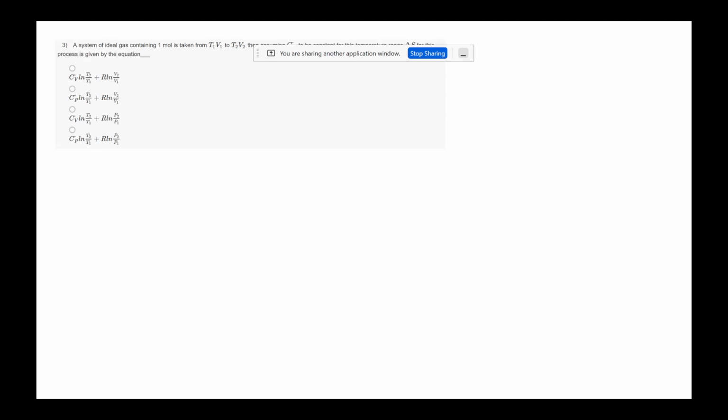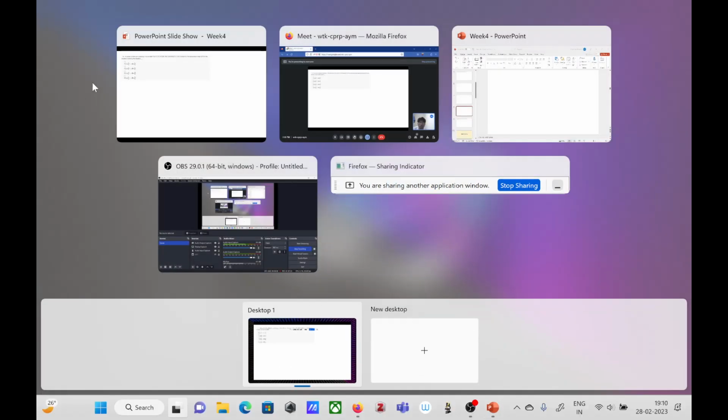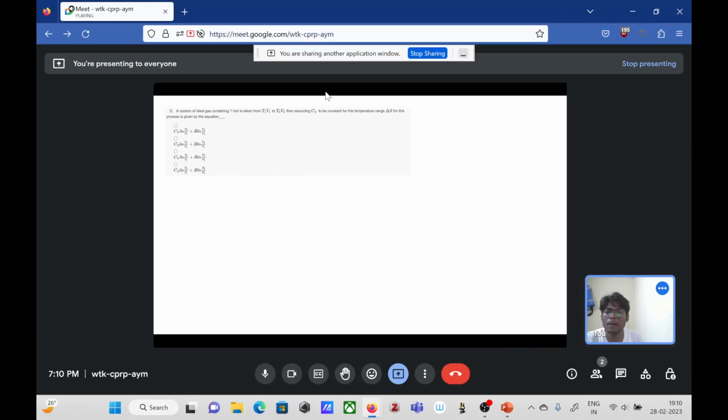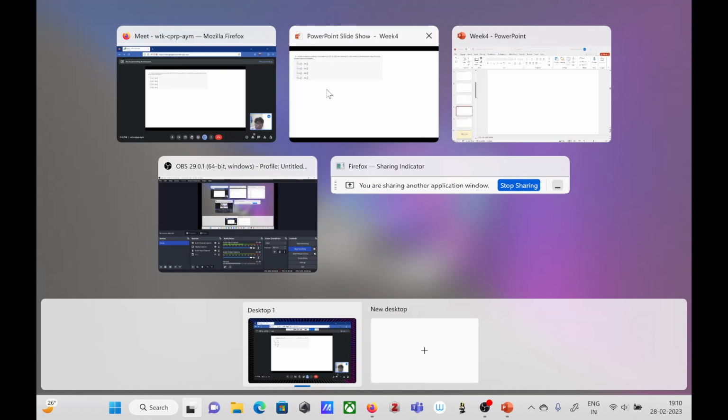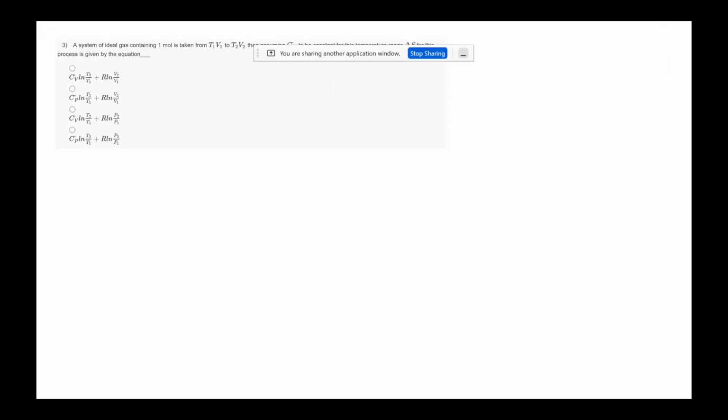This problem says a system of ideal gas containing 1 mole is taken from T1 V1 to T2 V2. Okay, it's T1 V1 to T2 V2. Then assuming Cv to be constant for this temperature range, del S for this process is given by which equation?